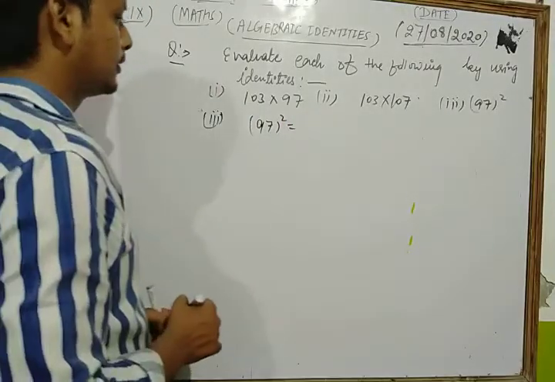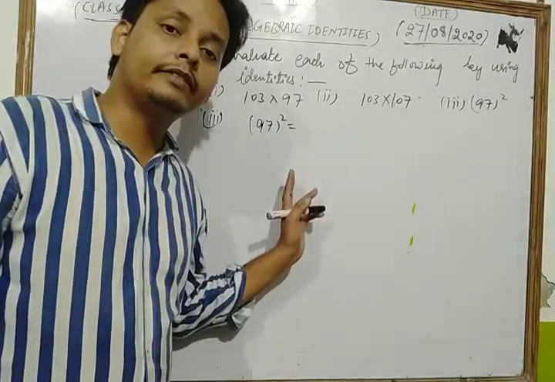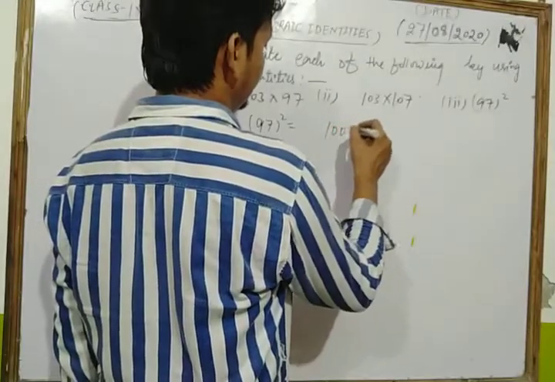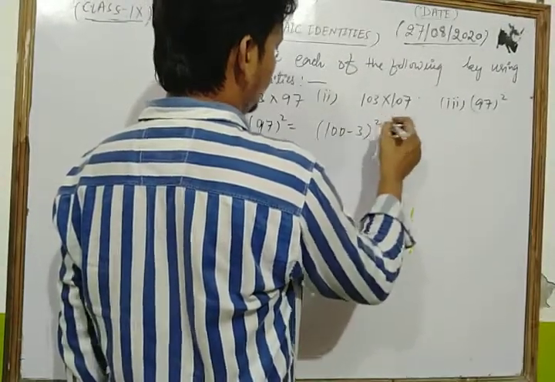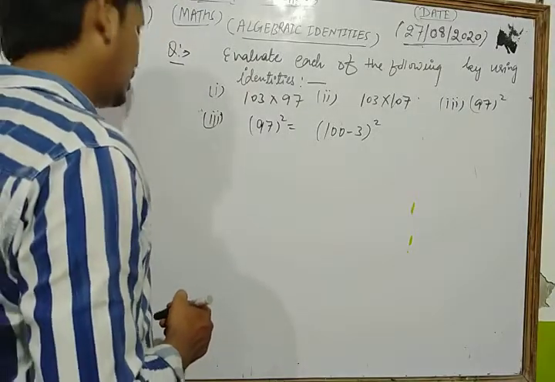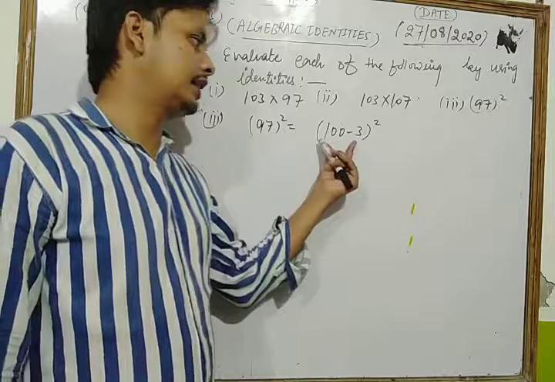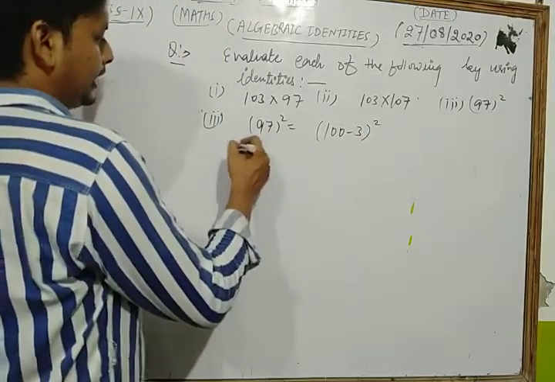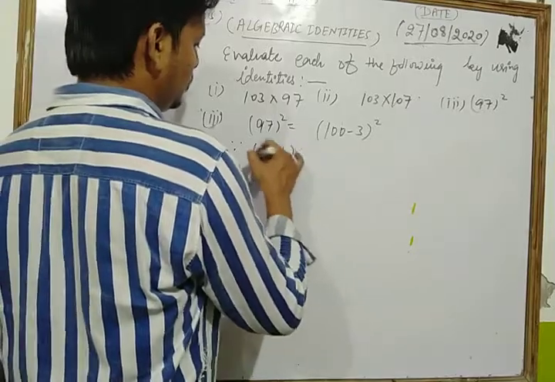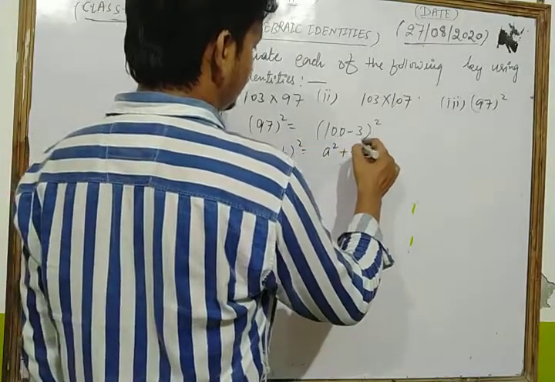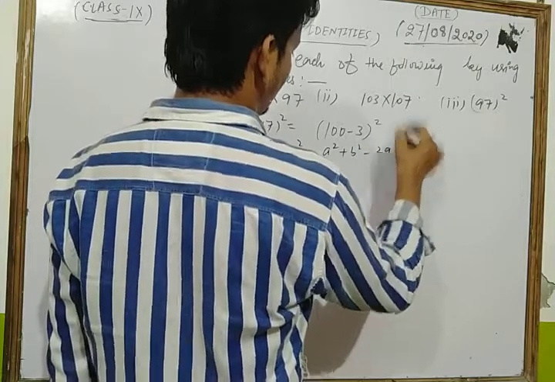square. Dear students, 97 square we can write as 100 minus 3 whole square. Now clear? We write 97 as 100 minus 3 whole square. Now we know the identity: a minus b whole square is a square plus b square minus 2ab.